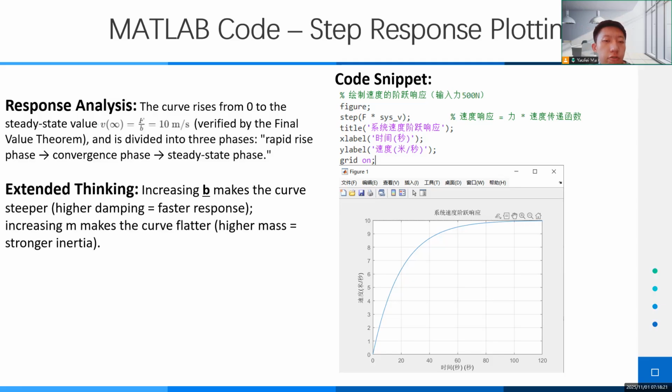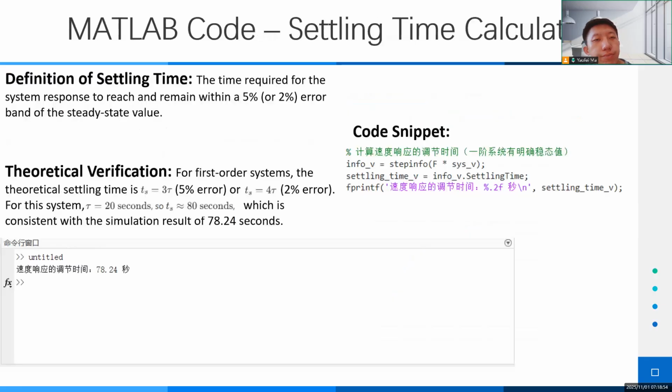A quick thought for extension. If we increase damping, the curve becomes steeper. This means the system reaches steady speed faster. If we increase mass, the curve becomes flatter. This is because more mass means more inertia. So the system speeds up more slowly.